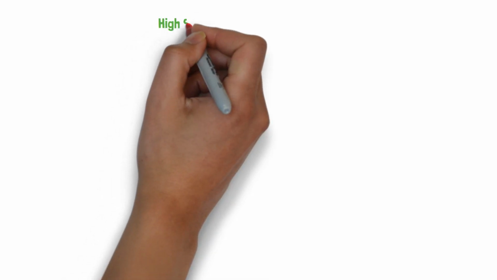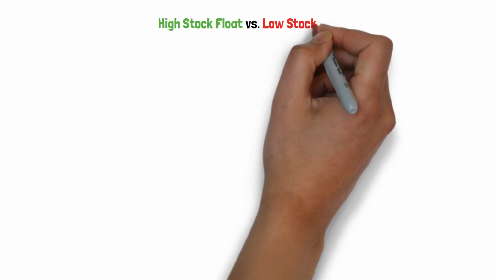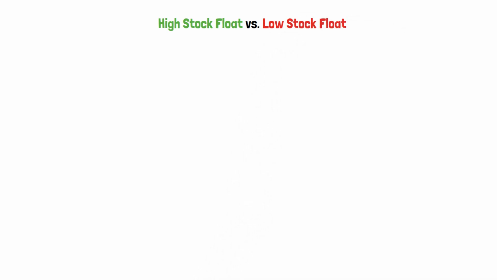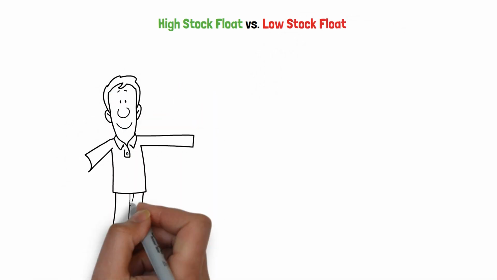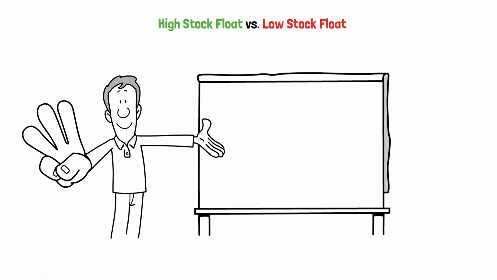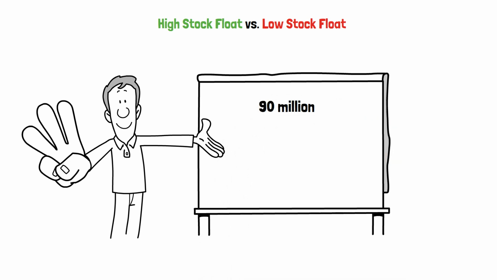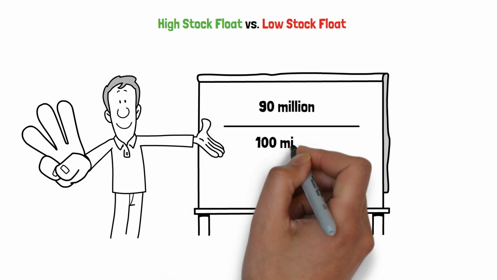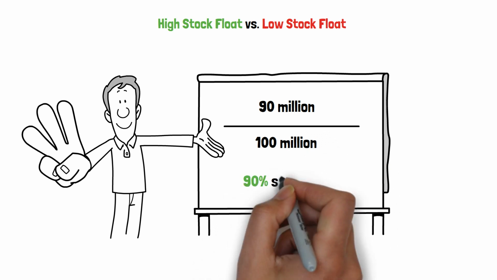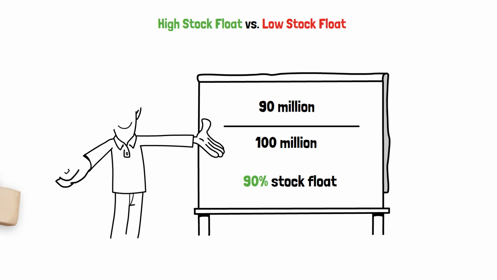As an investor or trader, it's important to be aware of whether or not a company has a high stock float or a low stock float, as this can have an impact on the price volatility of certain stocks. Given our previous example with Apple, the stock float percentage would be calculated by taking the stock float of 90 million and dividing it by 100 million. This would give us a stock float percentage of 90%, which is considered a high float stock.